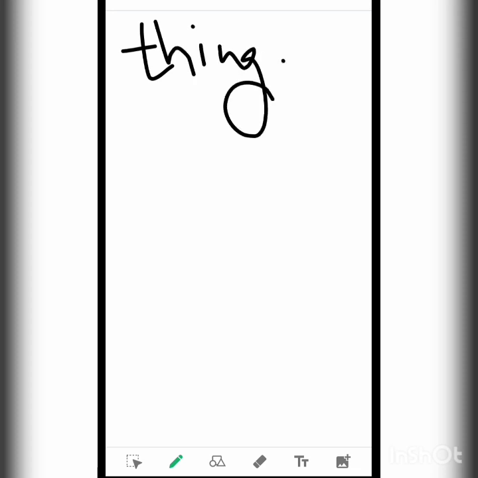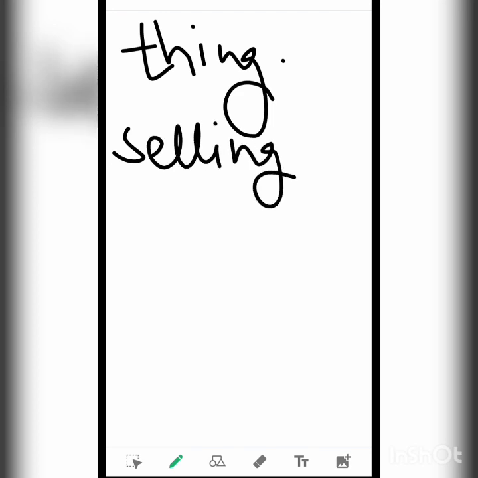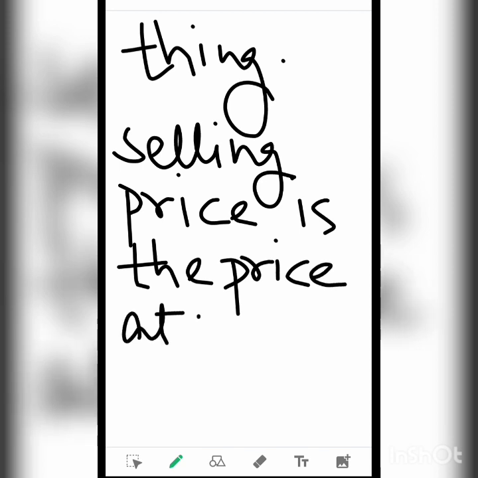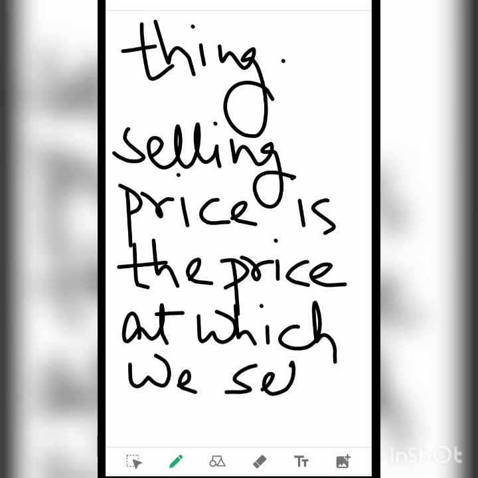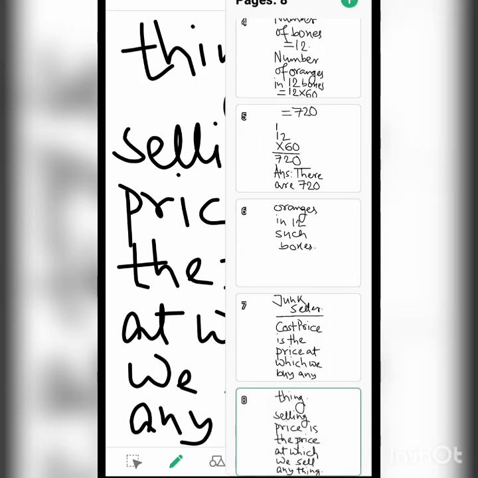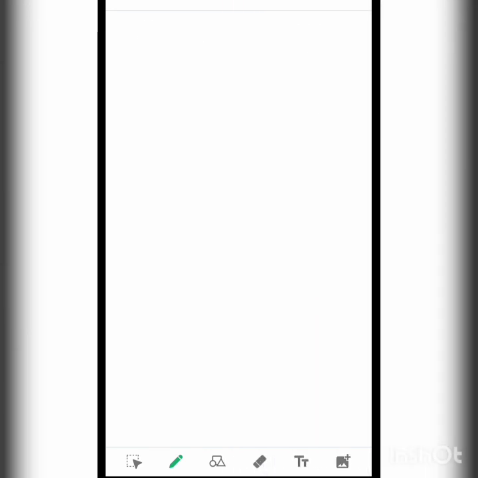Similarly, selling price is the price at which we sell anything. So it is the price at which we sell anything. It's called selling price.